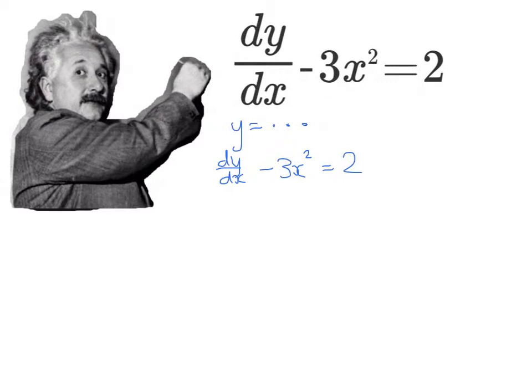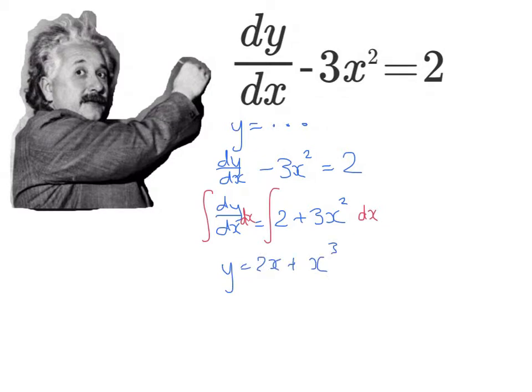Let's move the 3x squared to the other side. dy by dx equals 2 plus 3x squared. Now if we know what dy by dx is, we can integrate both sides of this equation. The integral of that side dx equals the integral of that side dx, and we get y equals 2x plus x cubed plus c. And we're done. We've found the solution to the equation.